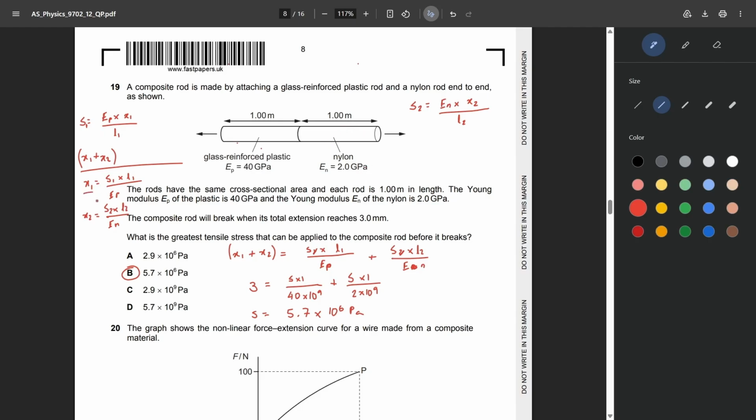Then if we add up x1 and x2, we get an equation that looks like this. Since we already know x1 plus x2 is 3 millimeters, we equate that in the place of x1 and x2. And then we simply make S, which is stress, the subject to get the answer.